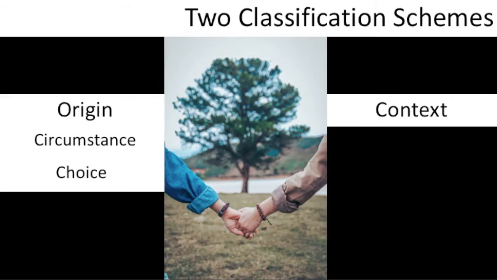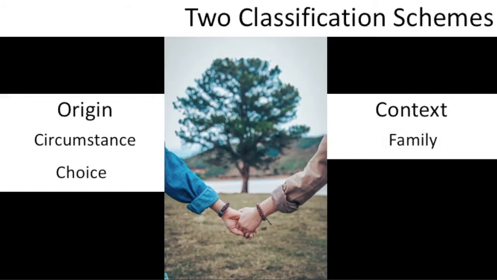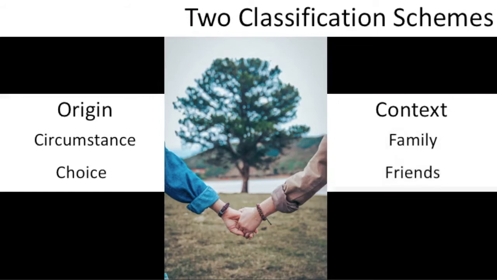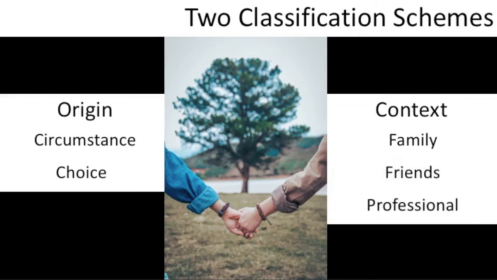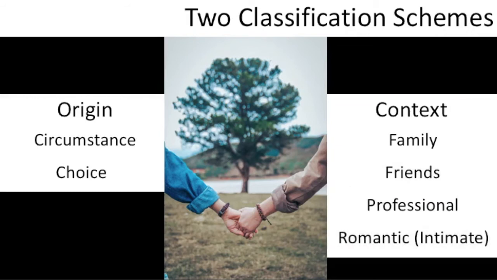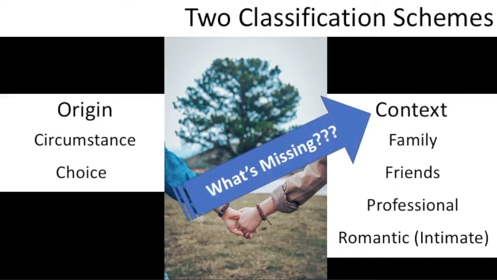Talking about the context of relationships, we can identify family relationships, friendships, professional relationships, and romantic or intimate relationships, and all of these have particular characteristics. The textbook does a nice job of explaining these contexts further. One thing we can ask ourselves is what might be missing from this list? Are there any other contexts that should be added?